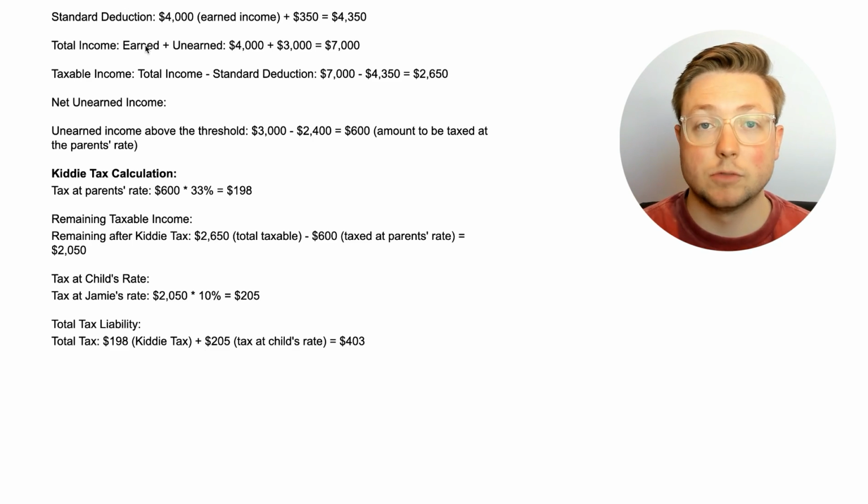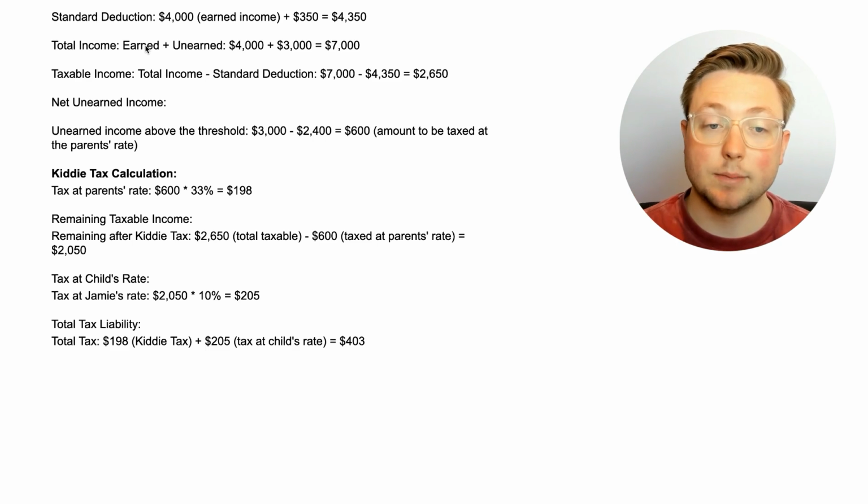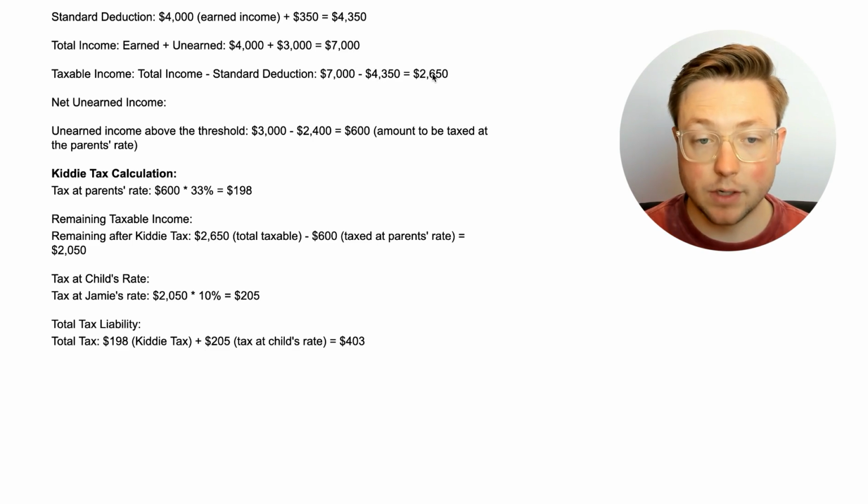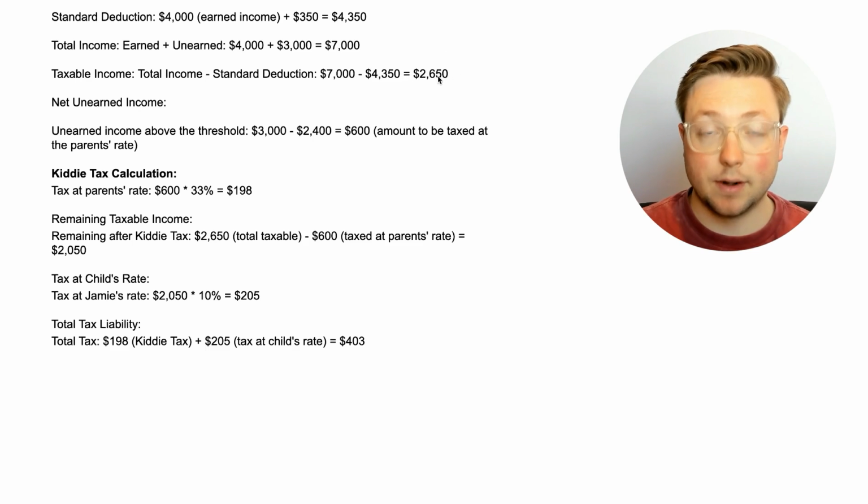Then you take the total earned income and the unearned income and add them together. That's the total income of the child. And then you need to figure out what the taxable income is. So you take this total income and subtract the standard deduction that we figured out, and that gives you the taxable income of $2,650. Now, we'll leave that there for a second.